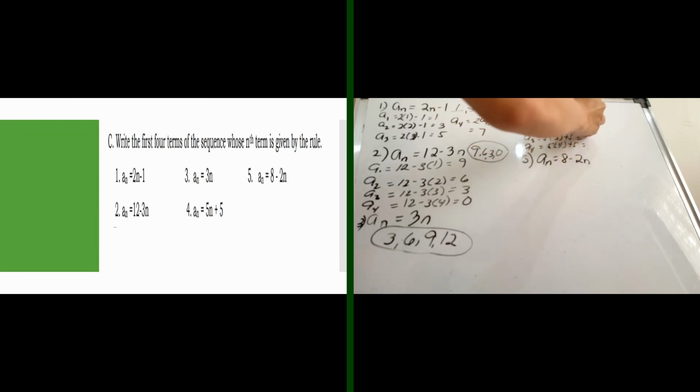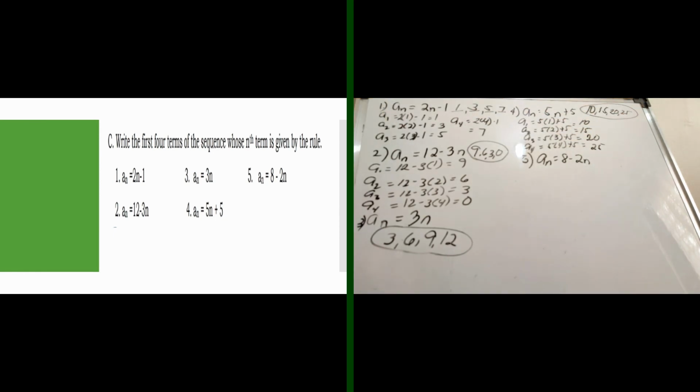Fourth term is 5 times 4 plus 5. So, 5 times 1 plus 5 is 10. 5 times 2 is 10 plus 5, 15. 5 times 3 is 15 plus 5, which is 20. Then 5 times 4 plus 5 is 25. So for our pattern, we're going to have 10, 15, 20, then we have 25. This will serve as our final answer.